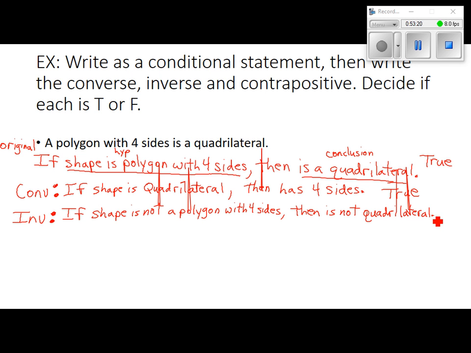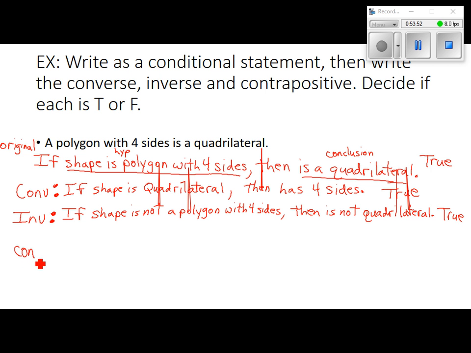If a shape is not a polygon with four sides, so we got some shape. And these get hard to decide whether they're true or false sometimes. So we got some shape, not a polygon, it doesn't have four sides, right? Then it is not a quadrilateral. Is that a true or false statement? True. That's true? Everybody agree with that? Yeah. You gotta stop and think some of the time. True.